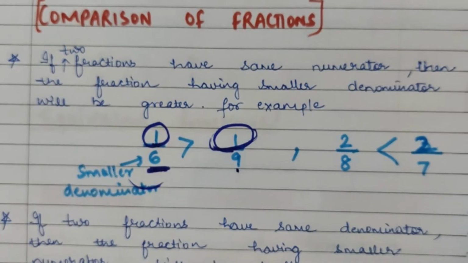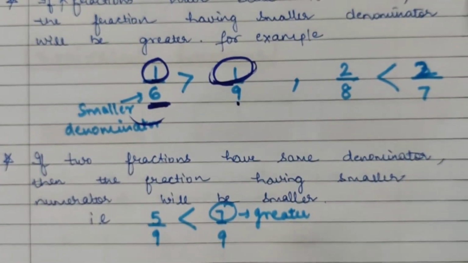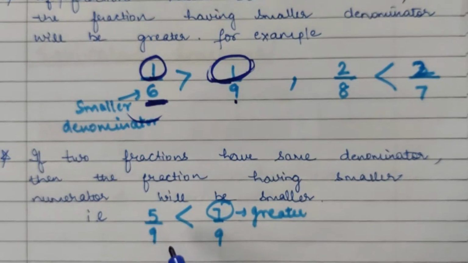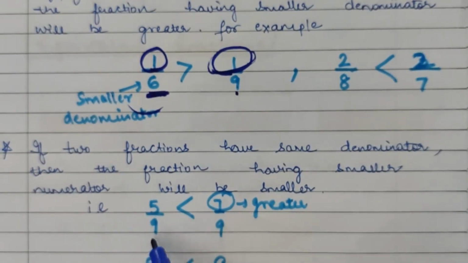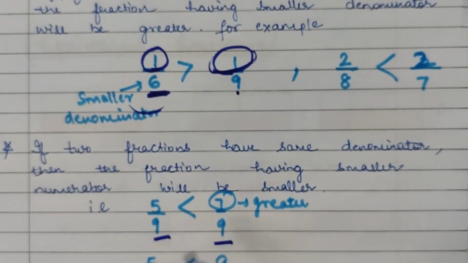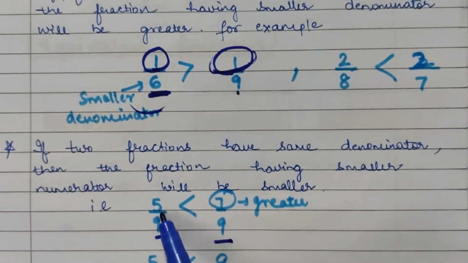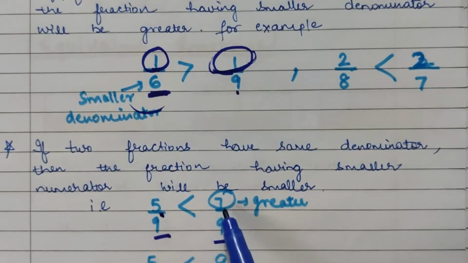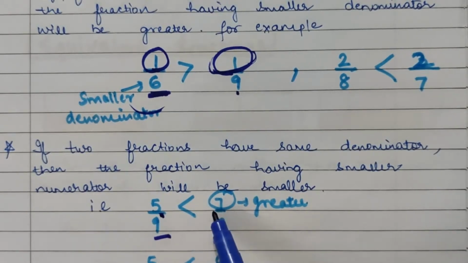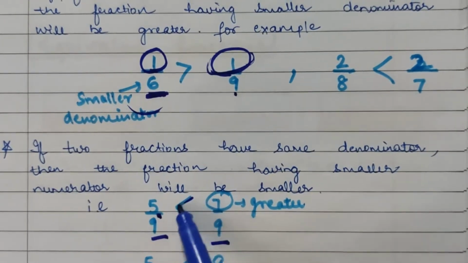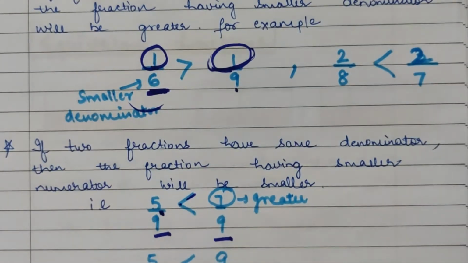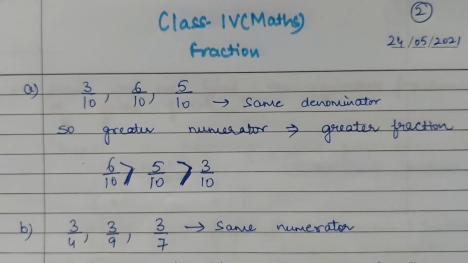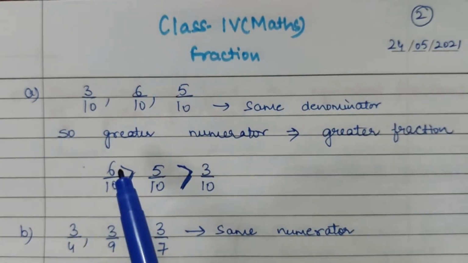Clear? Now next is if the two fractions have the same denominator, see 9, 9, then the fraction having the smaller numerator will be smaller, or we can say that the fraction whose numerator is larger or bigger will be greater. Clear? Now let us discuss one question.